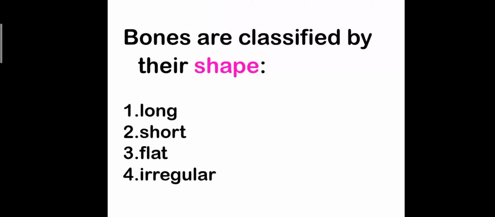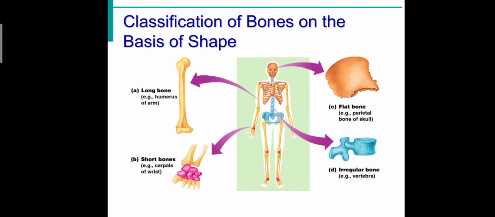Bones are classified by their shape: long, short, flat, and irregular. Classification of bones on the basis of shape: long bone, example humerus of arm; short bones, example carpals of wrist; flat bone, example parietal bone of skull; irregular bone, for example vertebra.